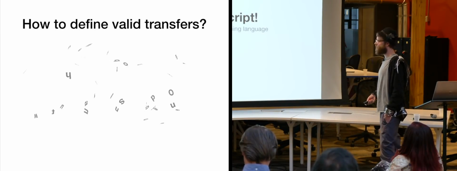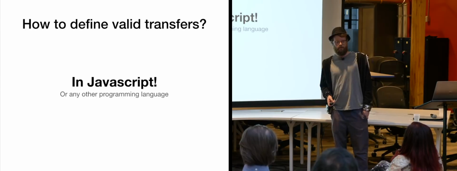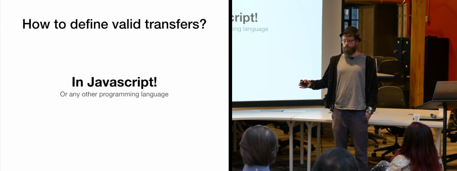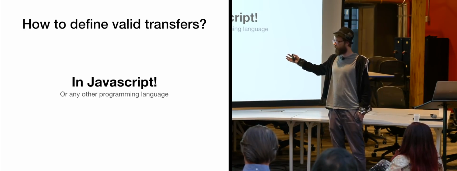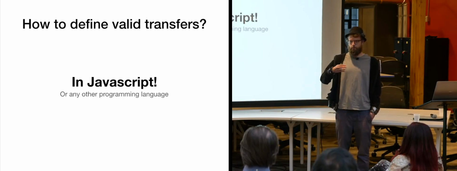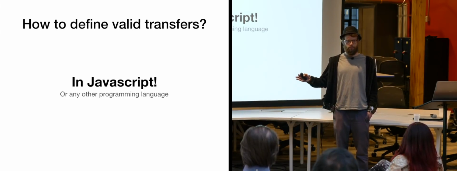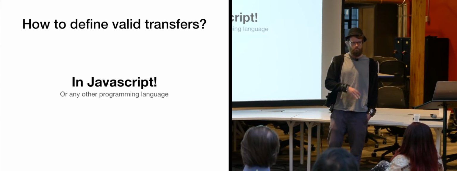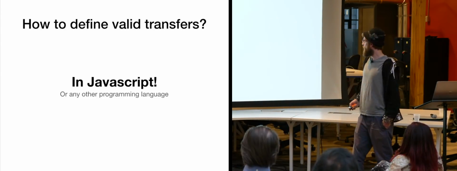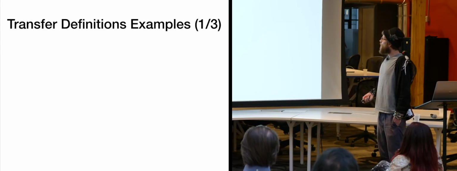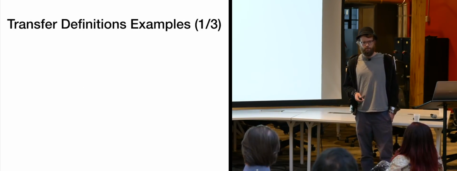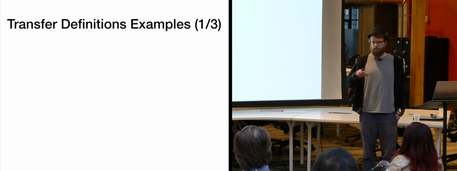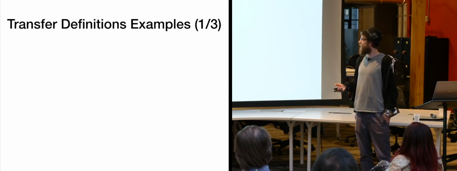What we're going to do is specify them in JavaScript. Okay. So everybody knows JavaScript, and essentially what I'm proposing is, write smart contracts for Bitcoin in JavaScript. Everybody knows and loves JavaScript, okay? And it doesn't have to be JavaScript, it can be any programming language. The standard is very generic. Then, how do we define Bitcoin transfers in JavaScript?